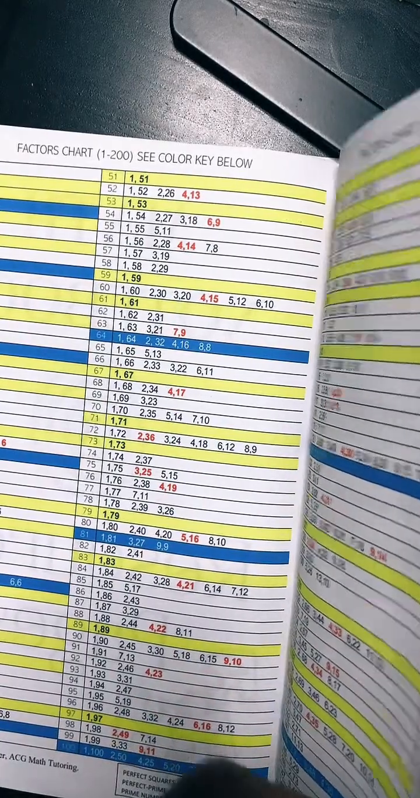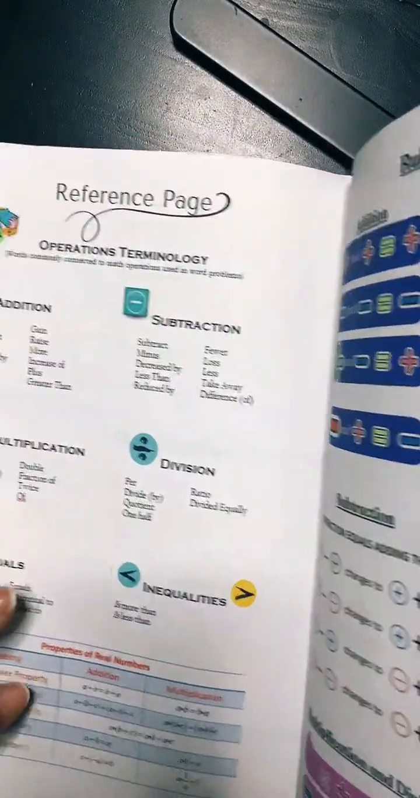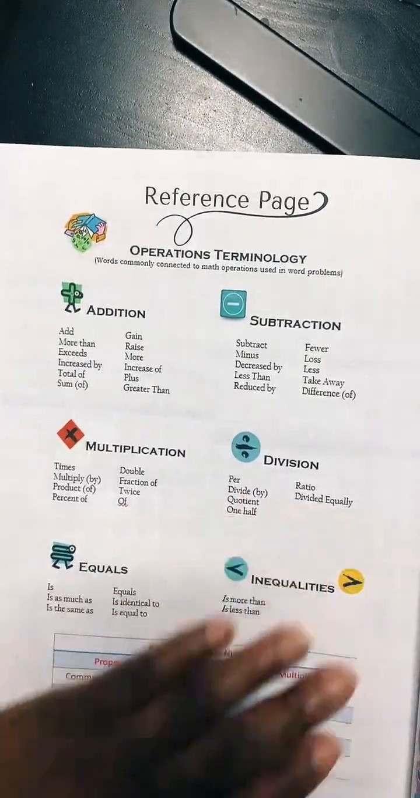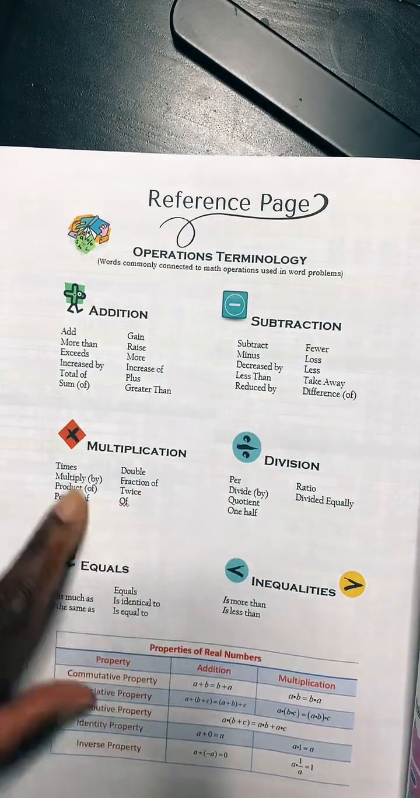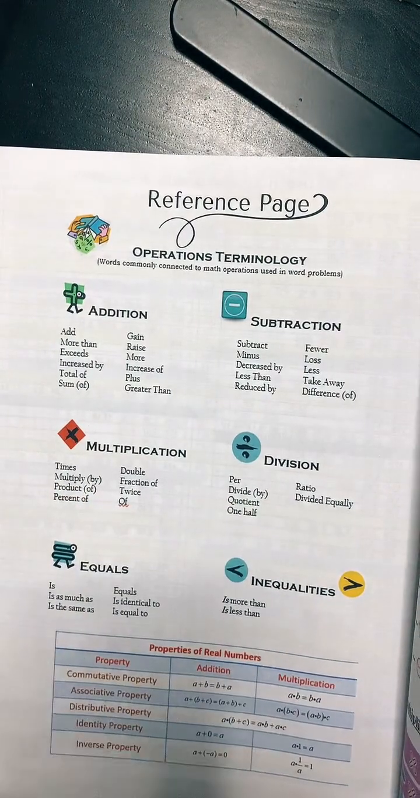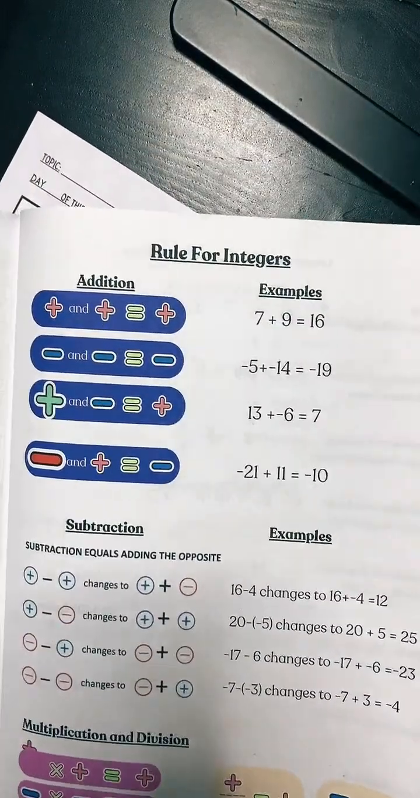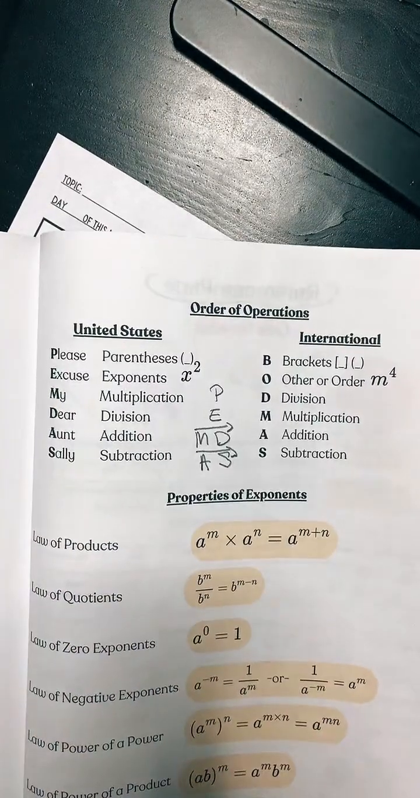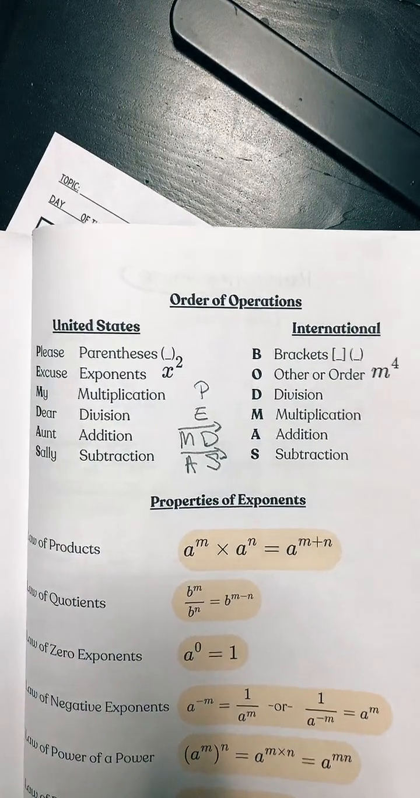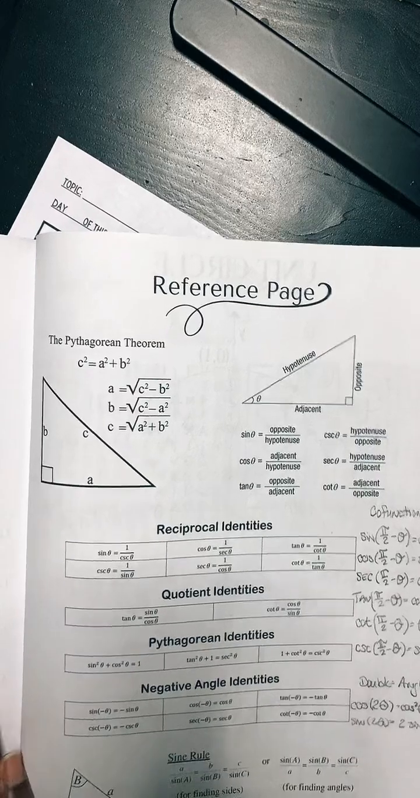So in addition to that, as soon as I can turn the page, you got the most popular words for word problems. You got adding, subtracting, multiplying, dividing, equals, and inequalities. Then you also have the rules of integers that's in here. So I tried to get as much of the reminder information as possible to help you through.